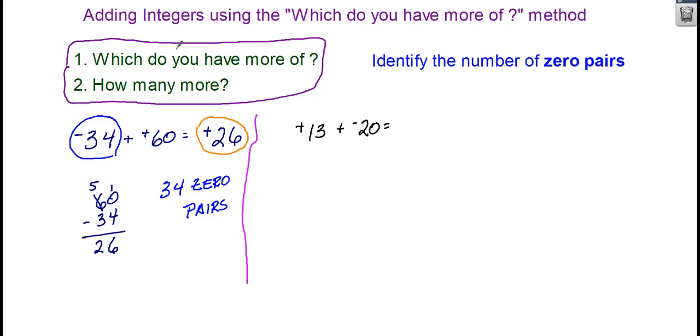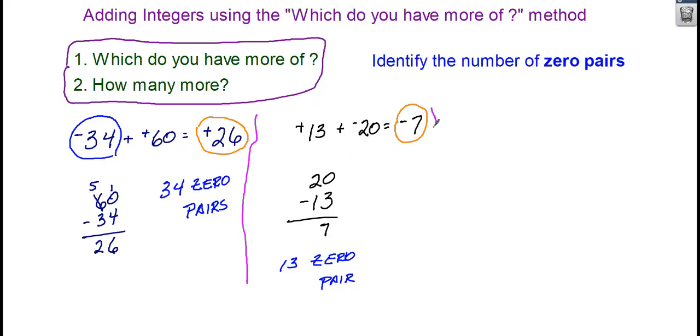All right, so step 1, which do you have more of? Well, there are 13 positives and 20 negatives. If you drew all those out, you would have more negatives. So that's the which do you have more of. The second step is how many more? Well, you have 20 negatives, take away the 13 positives, take away 13 from 20, you get 7. Your answer is -7, and you should have identified that there were 13 zero pairs. 13 cancellations. And when you cancel out 13 of both of these, you have 7 left over.